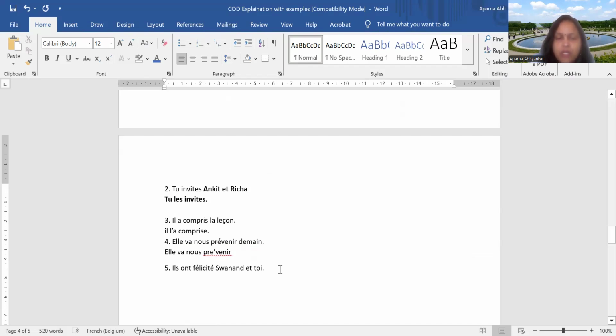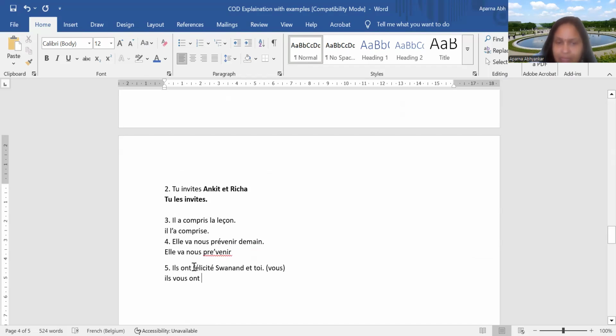Now fifth one is what? Ils ont félicité Swanand et toi. Now remember these type of sentences. Swanand et toi means you. It is vous. This means nothing but second person plural, which is vous. So it will be replaced by vous. Again, it is passé composé. So ils vous ont félicité.